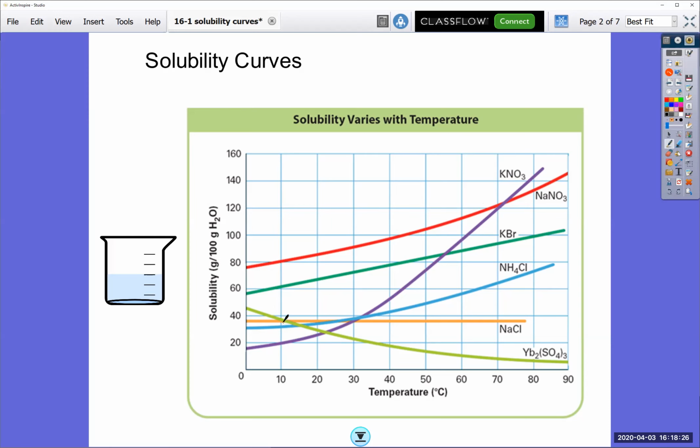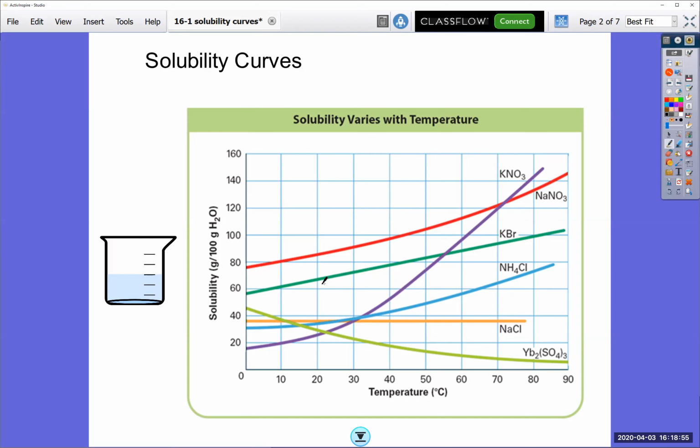Your normal table salt that you're probably the most familiar with actually doesn't depend on temperature. It stays around 38 grams. Sorry, about 38 grams. You can dissolve table salt whether it's cold water or hot water. It does not really matter about the temperature of the water. So that's an interesting property of table salt that you may not be aware of. Whether it's hot water or cold water, it'll still dissolve the same amount.